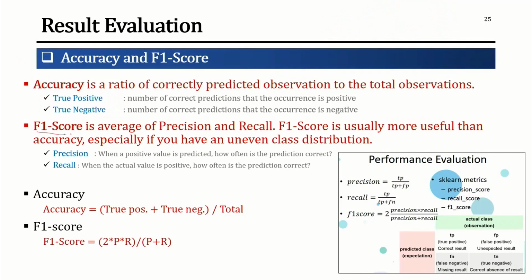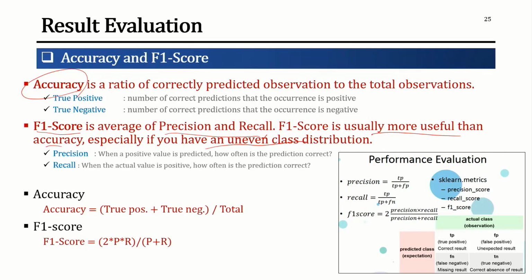And next we will talk about the F1 score. The F1 score is an average of precision and recall, and the F1 score is usually more useful than accuracy, especially if you have an uneven class distribution. Accuracy normally has a problem when we have unbalanced data. For example, we have two types of class, 1 and 0, and the data for each class are not balanced. This will cause a problem in accuracy evaluation.